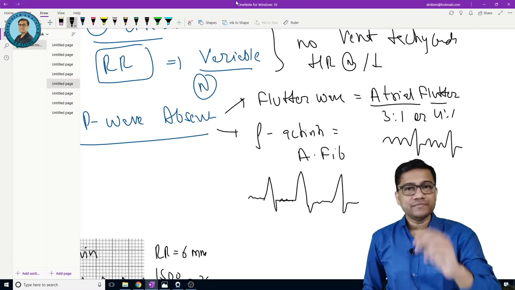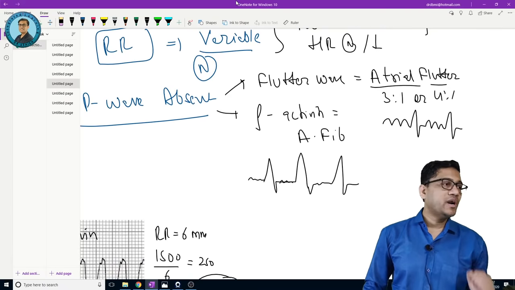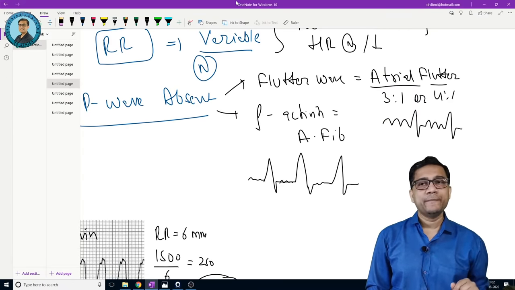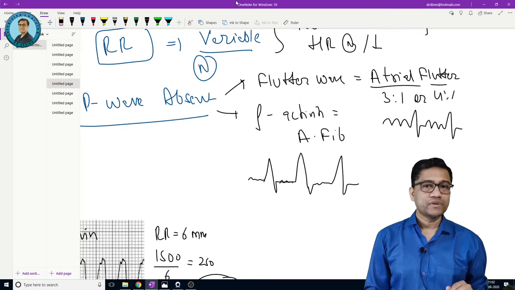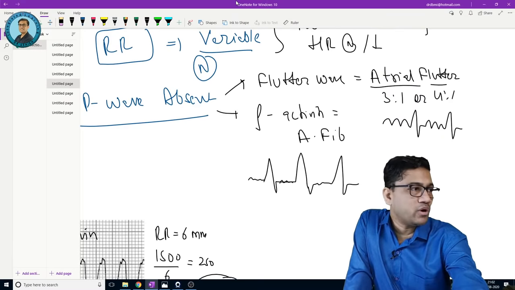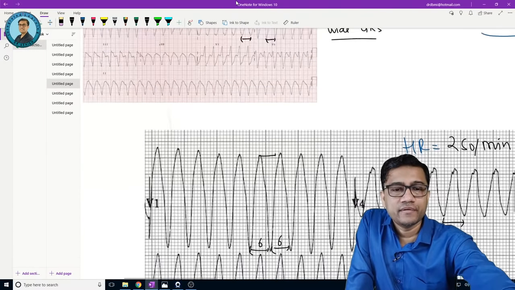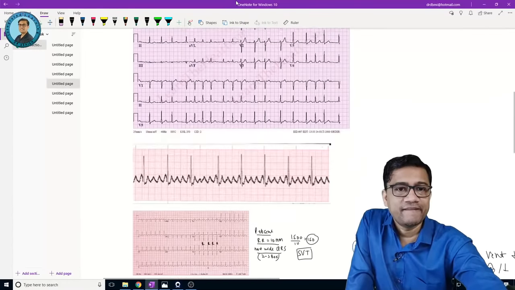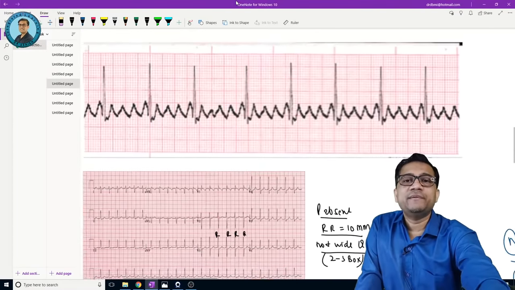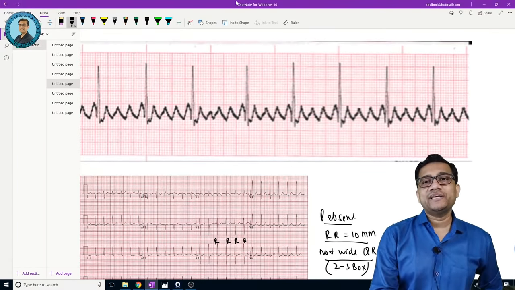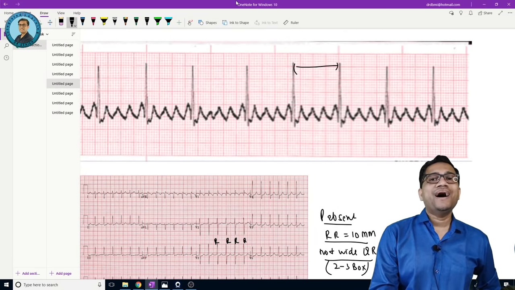Here you just see some noise like this. This is called AFib. Are you clear? So let me show it. That's better to understand by diagram. Look at this. Can you see multiple P waves, but the RR is not affected much? So RR is how many boxes?